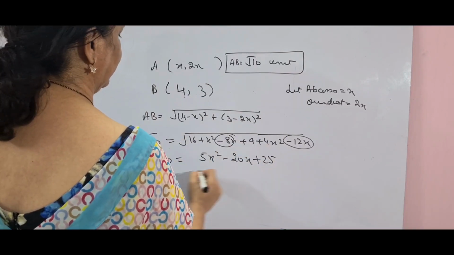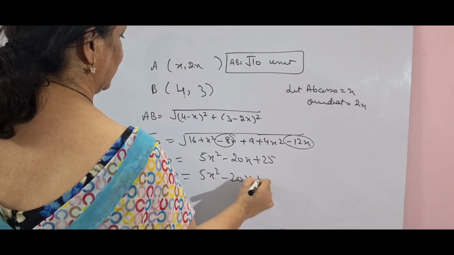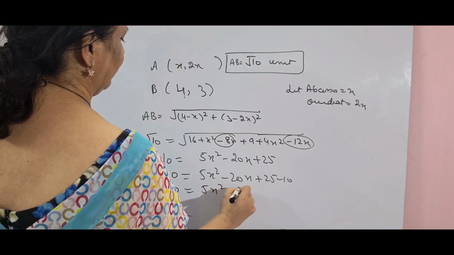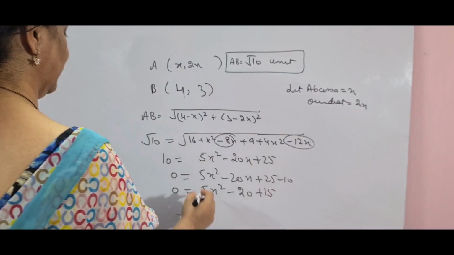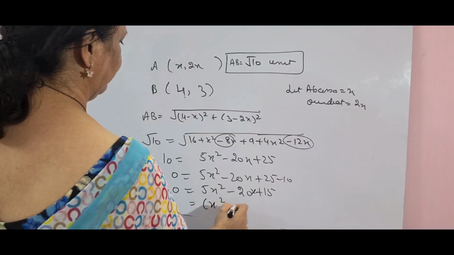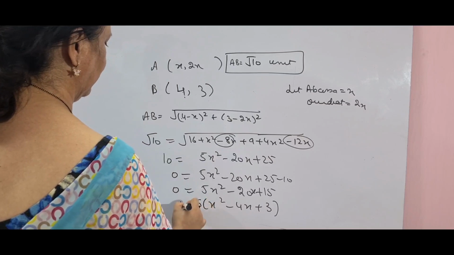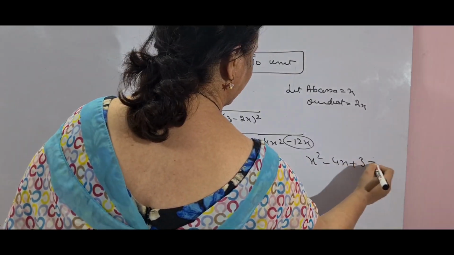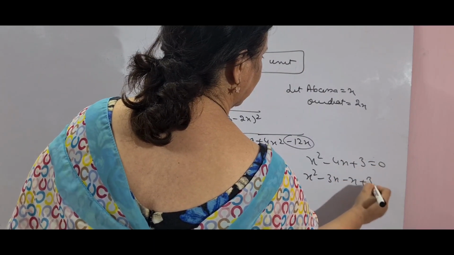Get 10 to the other side. This will be 0 is equal to 5x square minus 20x plus 25 minus 10. Again, you got the equation. Now get two numbers such that the sum is 20 and the product is 75, or you can take 5 common, giving x square minus 4x plus 3. See, it is very simple. I took 5 common, 5 will go to the other side and it will become 0. So x square minus 4x plus 3, solve it, you will get 2 solutions, and both will be the answer, children. That is the question.